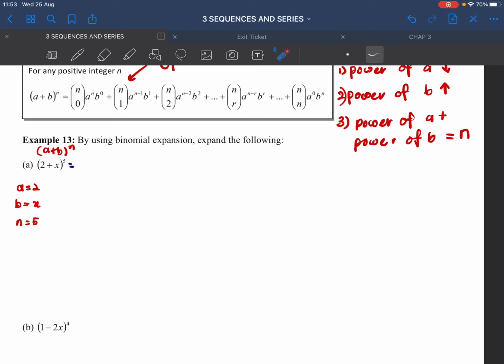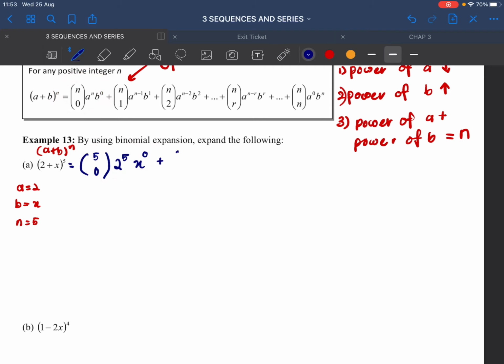So the first one is nC0. We start with n, which is n is 5, 0. Okay, we start with nC0, we will end up with nCn. So now we have a, our a here is 2. So we will have 2, start with n, 5, and our b is x, start with 0. Okay, so now we start with nC0, your a to the power of n, your b to the power of 0, as you can see from the formula given here.